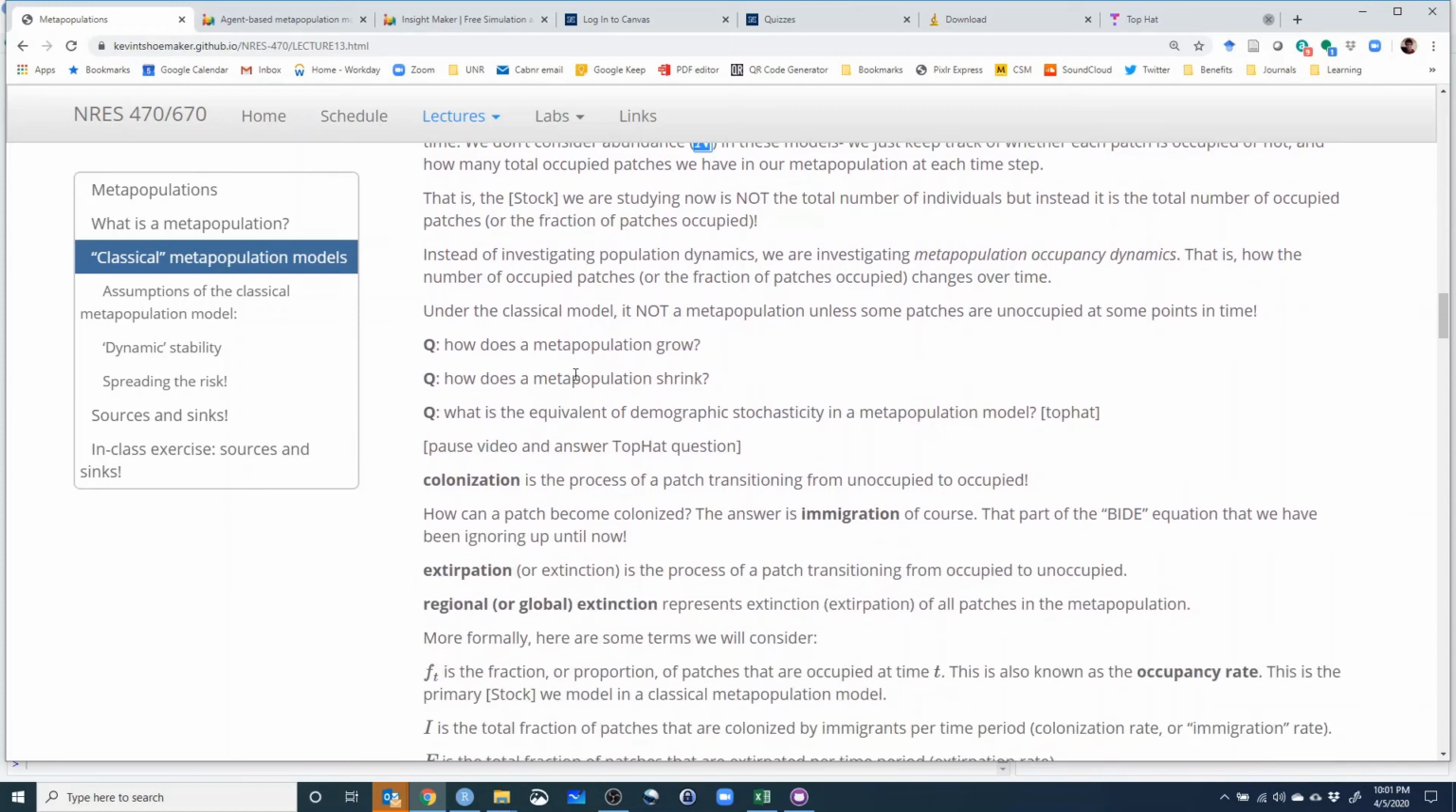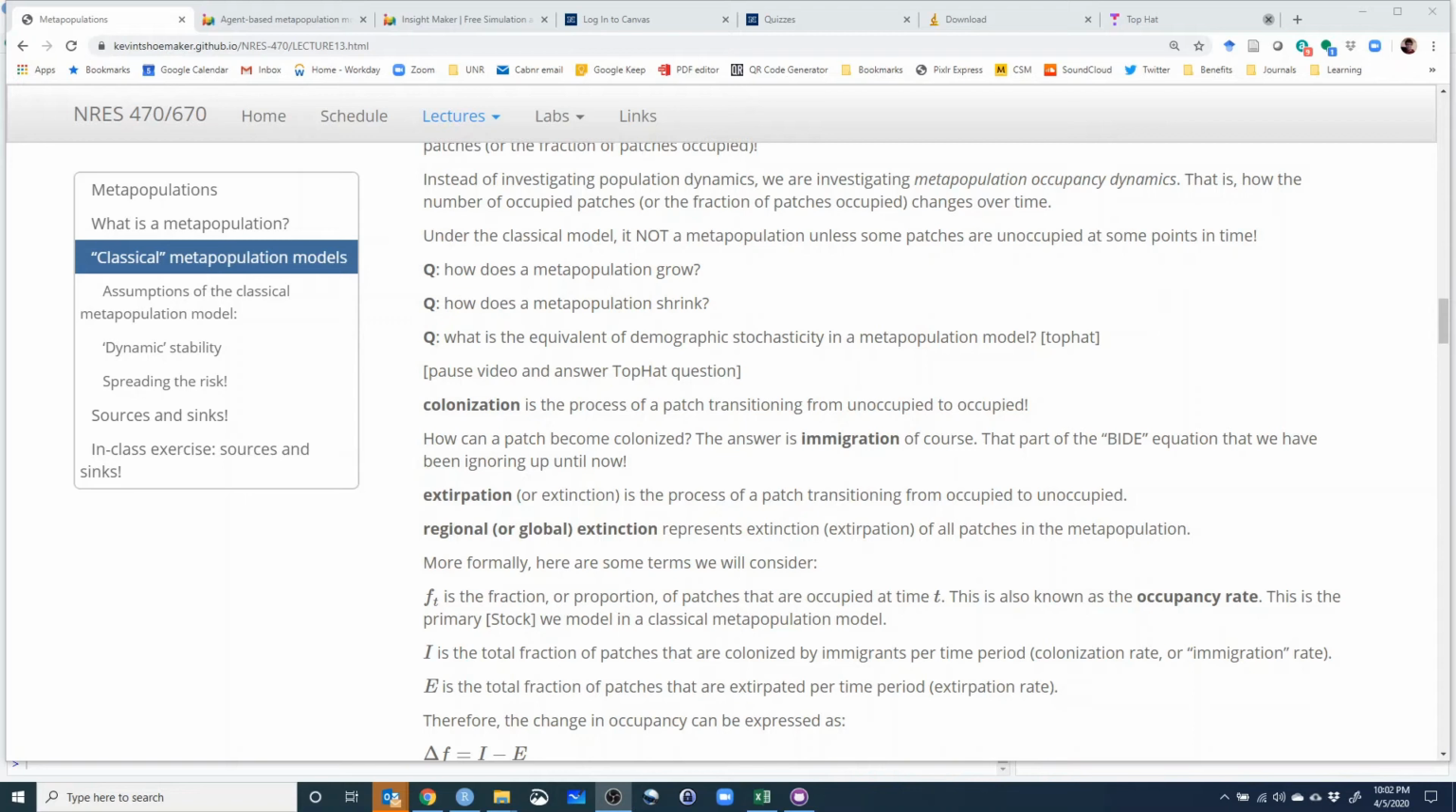How does a metapopulation shrink? Well, certain patches have to go extinct. Certain patches that were occupied have to become unoccupied. And what is the equivalent of demographic stochasticity in a metapopulation model? Well, this one, I'd like you to pause the video and answer a question on Top Hat for this.